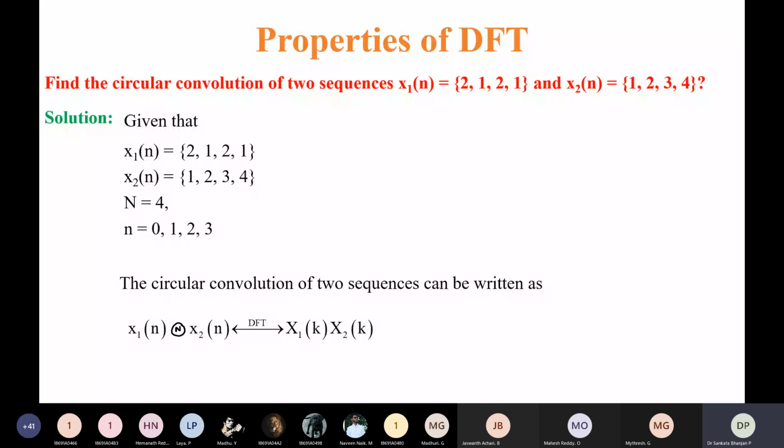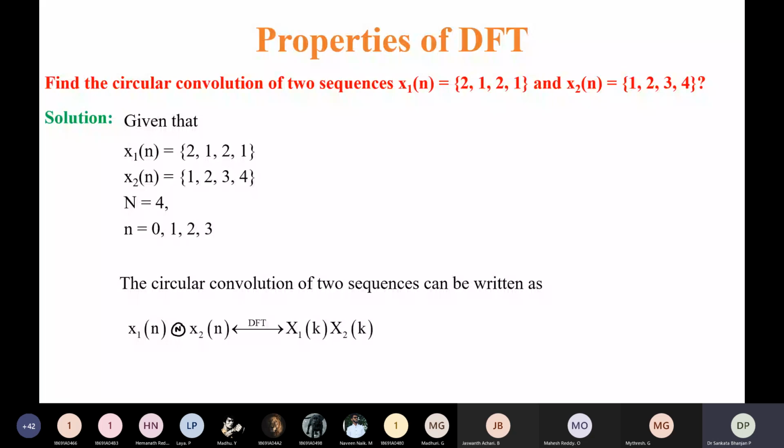Does anyone have any doubt about what we discussed in the previous class about circular convolution? Any doubt in any problem? We'll discuss that, otherwise we'll move to the next part. Anyone any doubt? No, sir. Okay, now I'm moving to the next part of our discussion. Anyone want to ask anything? Okay, I'll move on.